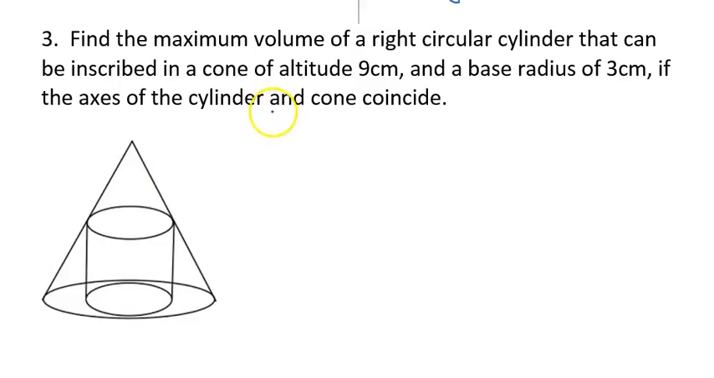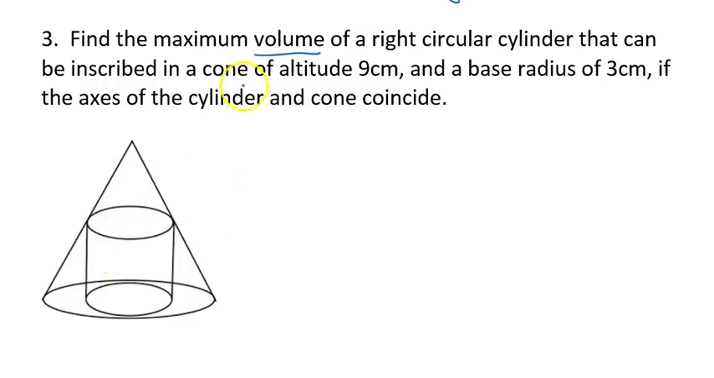Okay, now we're going to get into one that's a little more complicated. We want to find the maximum volume, so I'm going to underline that to remind myself that's what I'm going to be taking the derivative of, a right circular cylinder that can be inscribed in a cone of altitude 9 and a base radius of 3, if the axes, so the height and the diameter, coincide. So it looks sort of like this picture. The cone is the outside shape, the cylinder is inside of that cone, and they're lining up nicely.